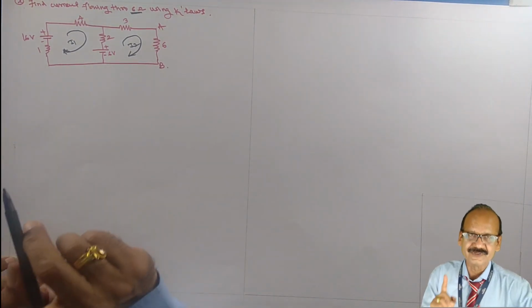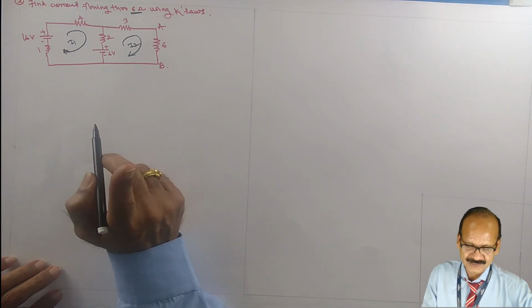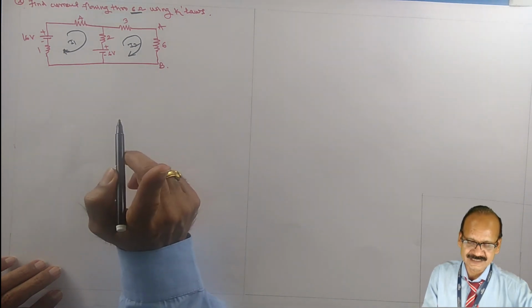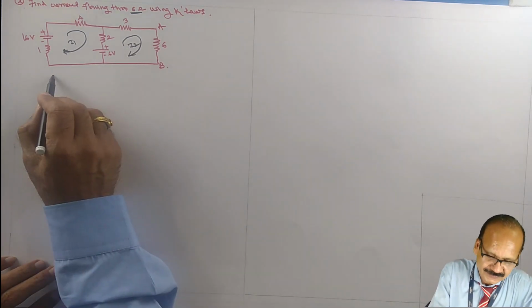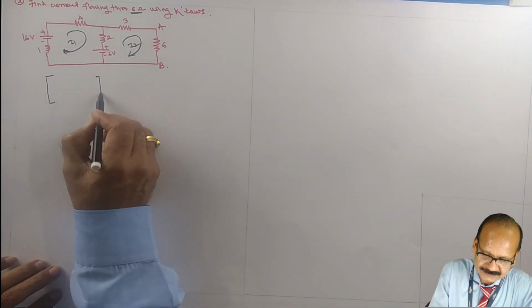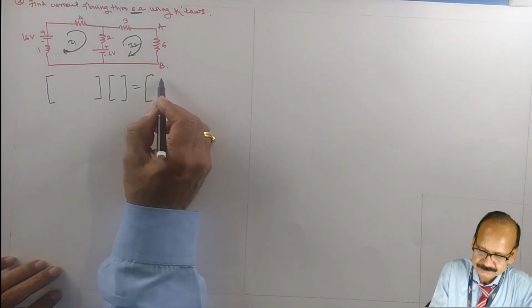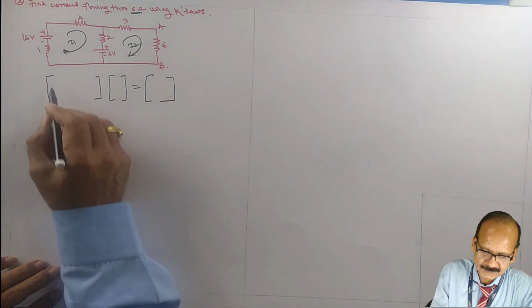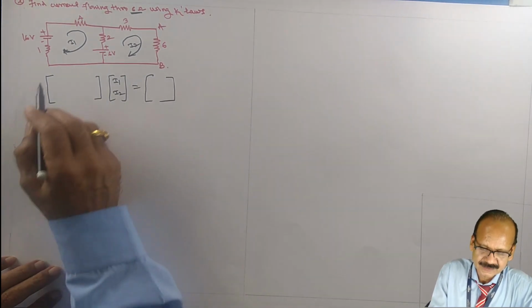As there are only two unknowns, two meshes, two closed paths, there will be two unknown currents, I1 and I2, and the matrix will be a 2 by 2 matrix. So here it is. Say this is I1, I2.